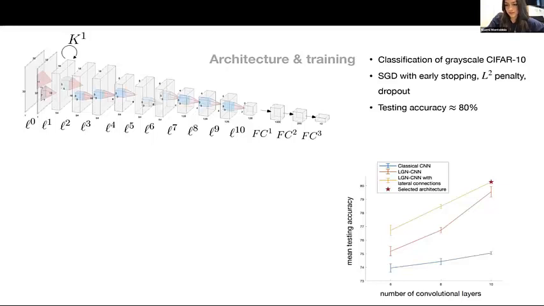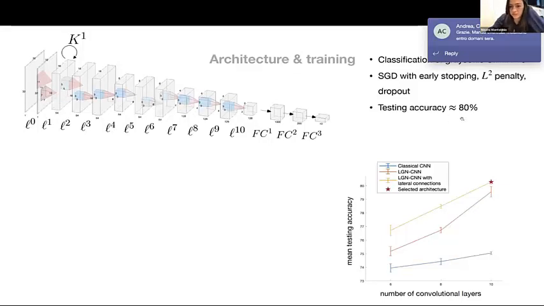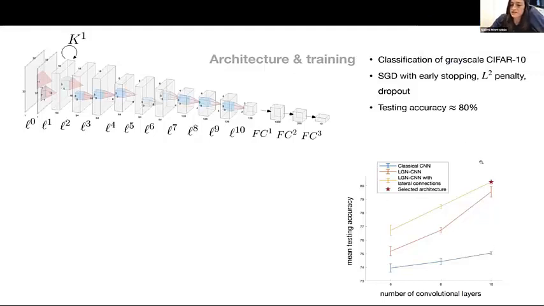And second, I wanted to say that we wanted to keep it simple. So we limited the number of convolutional layers to just 10, since we were not aiming at reaching state-of-the-art performances, but rather at the interpretability of the architecture. So in this case, we selected the model that reached around 80% of accuracy on the testing set.